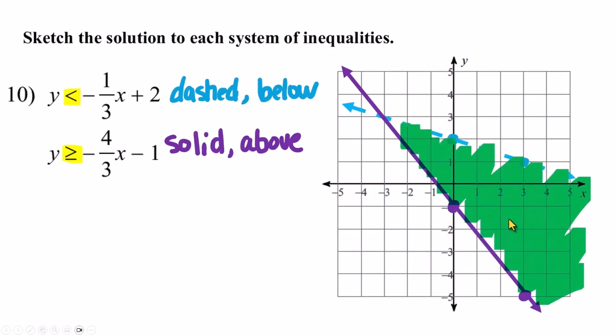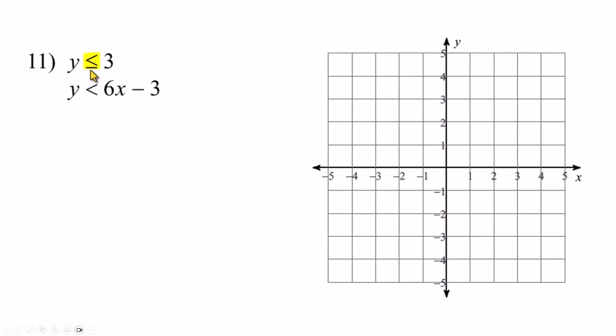If you pick any point in this area in the middle, where they overlap, that point will work and make both of these inequalities true at the same time. We have y less than or equal to 3. I know that's going to be a solid line because of that little equal to piece on the bottom of it. And I know I'm going to be shading below because it's less than.